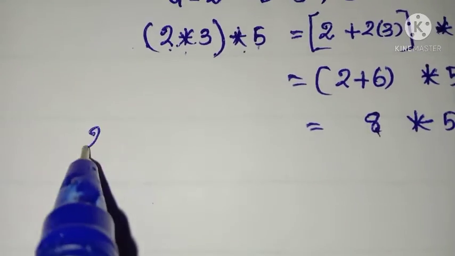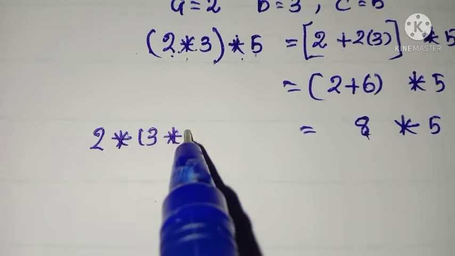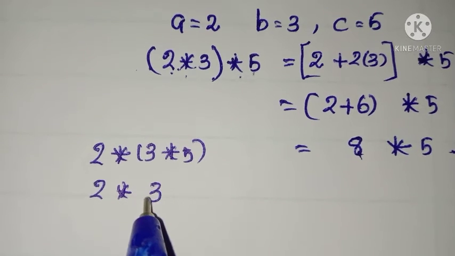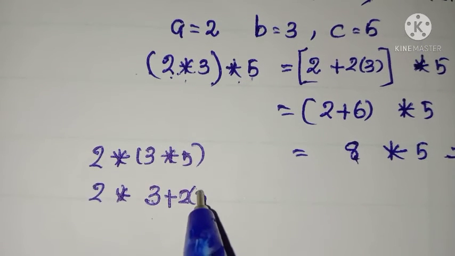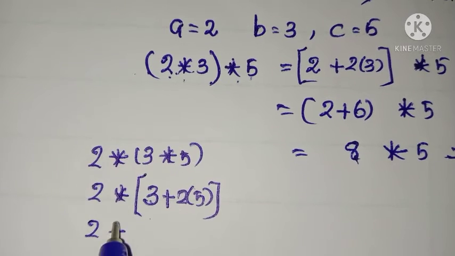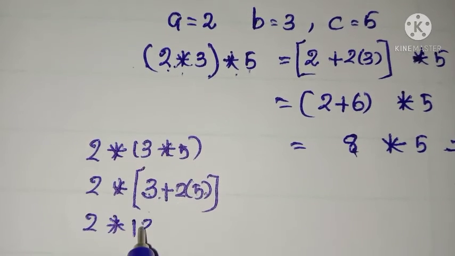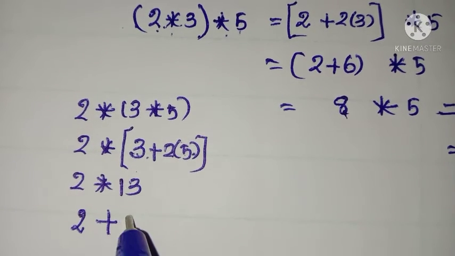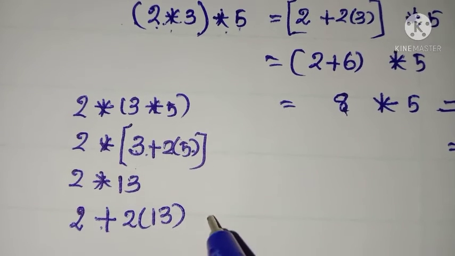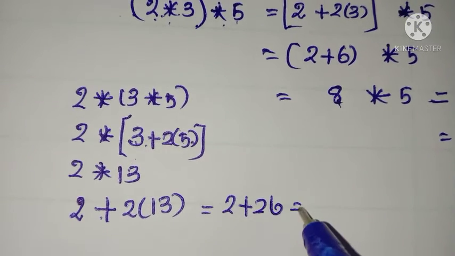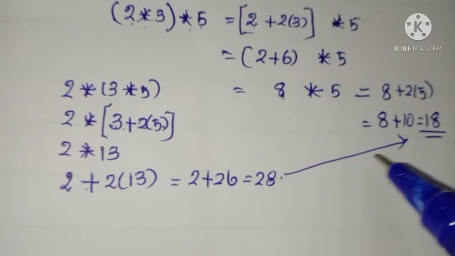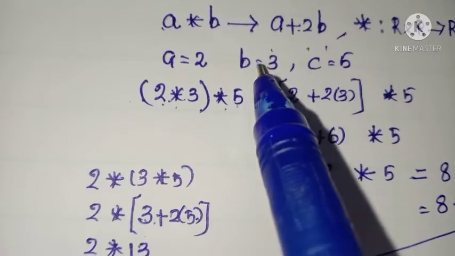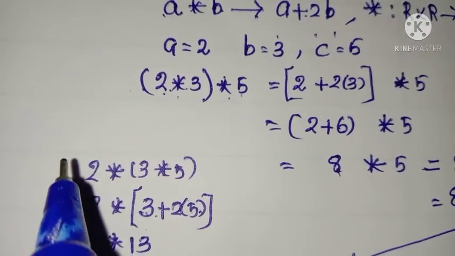Now see what is 2 star (3 star 5). Define the star operation on the bracket first. By definition, this is 3 plus 2 into 5. Now 3 plus 2 into 5 is 3 plus 10, that is 13. Now what is 2 star 13? By definition it is A plus 2B, that is 2 plus 2 into 13, 2 plus 26 gives 28. So both are not the same. So in this case, the star operation A plus 2B is not associative.